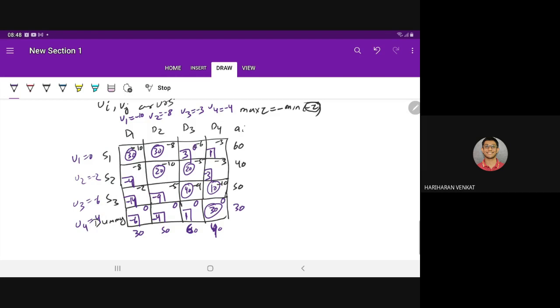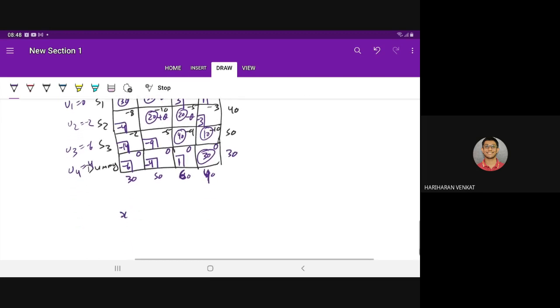So here you allocate the theta. As you allocate the theta, here you have to do minus theta, here plus theta, here minus theta. So in this case we can take theta is equal to 20.